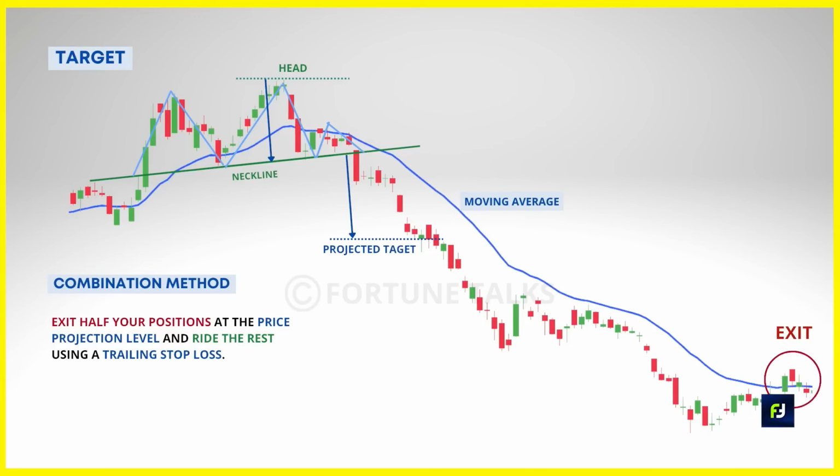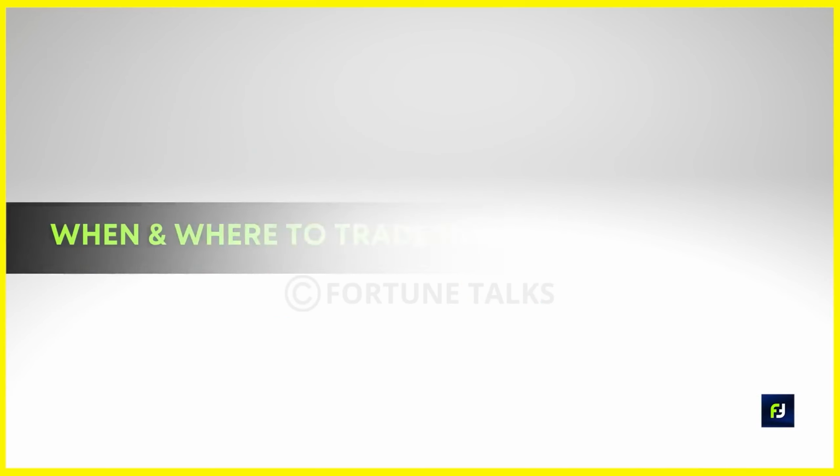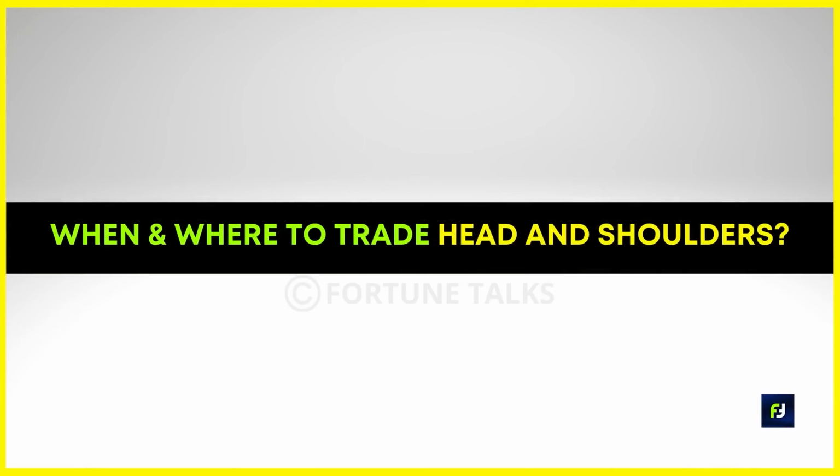The last method uses a combination of both these techniques. The idea is to exit half your positions at the price projection level and then ride the rest using a trailing stop loss. By doing this, you will be able to lock in some good profits and not fall prey to market reversals. Now, I would like to add a few more points as to when and where to trade this pattern on the charts.